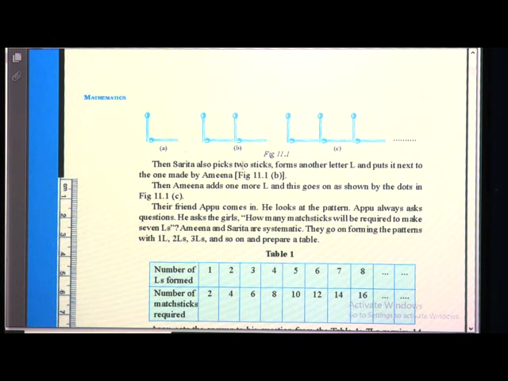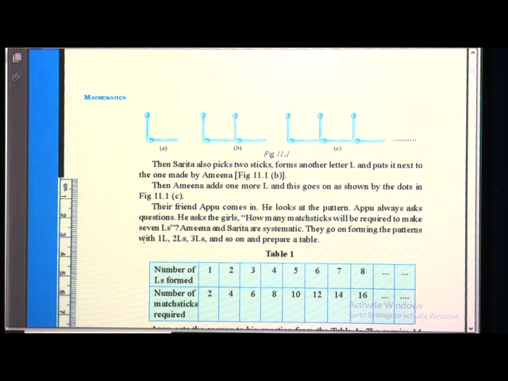Then Sarita also picks 2 matchsticks, forms another L and puts it next to the one made by Amina. So this is the letter L which is made, and Sarita takes 2 more matchsticks and puts them in front of what was made by Amina. Then Amina adds 1 more L. So this is made by Amina, again by Sarita, and this is again made by Amina. So they are going on putting.